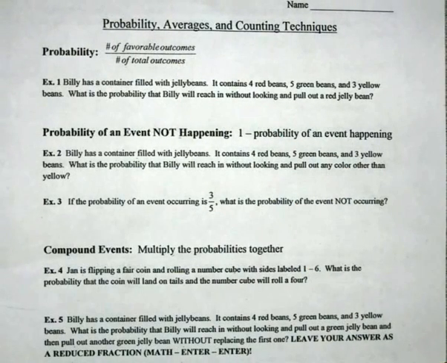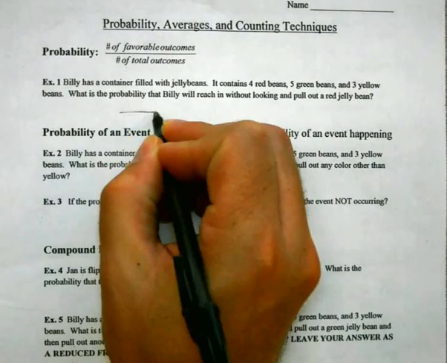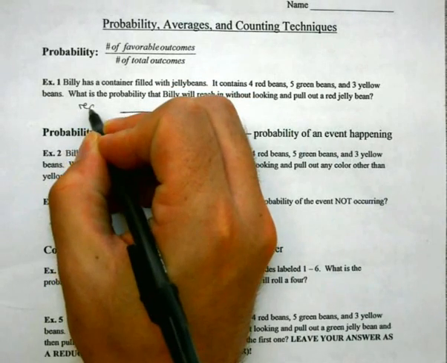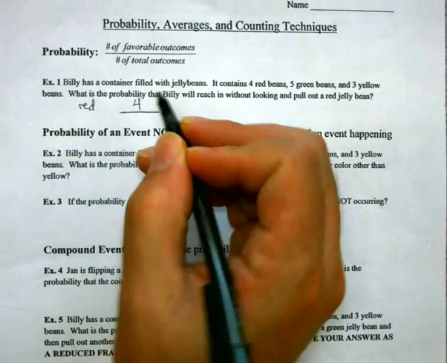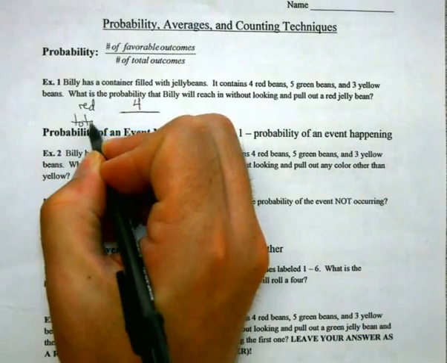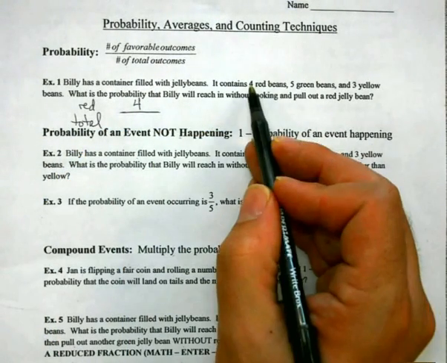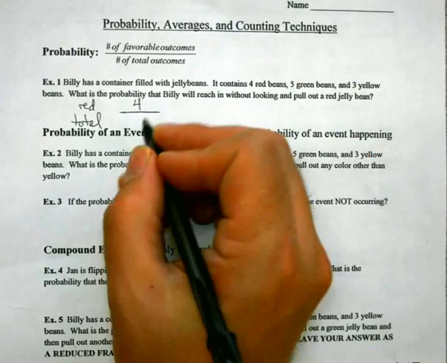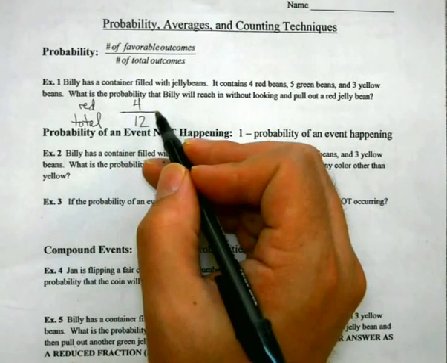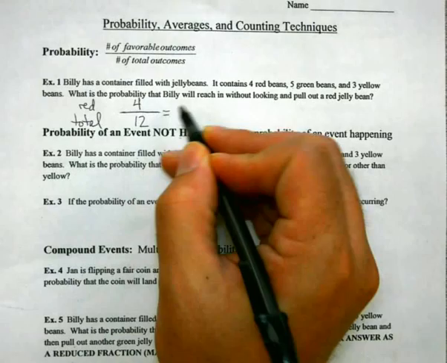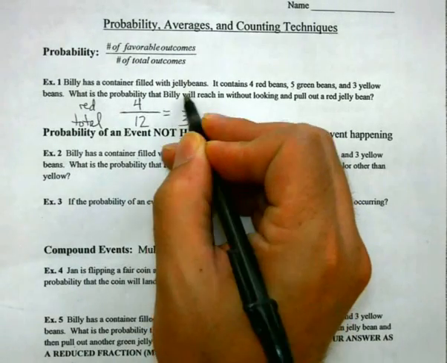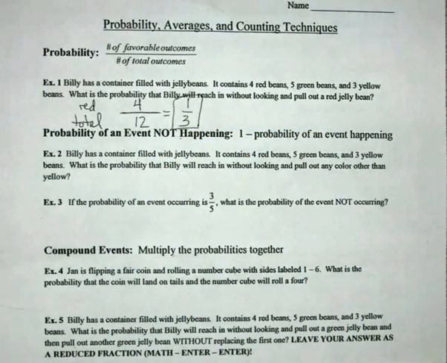For instance, here in our first example, Billy has some jelly beans in a container. He's got 4 red, 5 green, and 3 yellow ones. What's the probability he can reach in and without looking pull out a red one? Well, my favorable would be my red, so we've got 4 of those. My total would be the total number of jelly beans including the red ones. So 4 and 5 and 3 gets me to 12. And like we've spoken about before, anytime you have standardized testing, fractions will always be reduced. So we need to make sure that we reduce that down to get our solution.